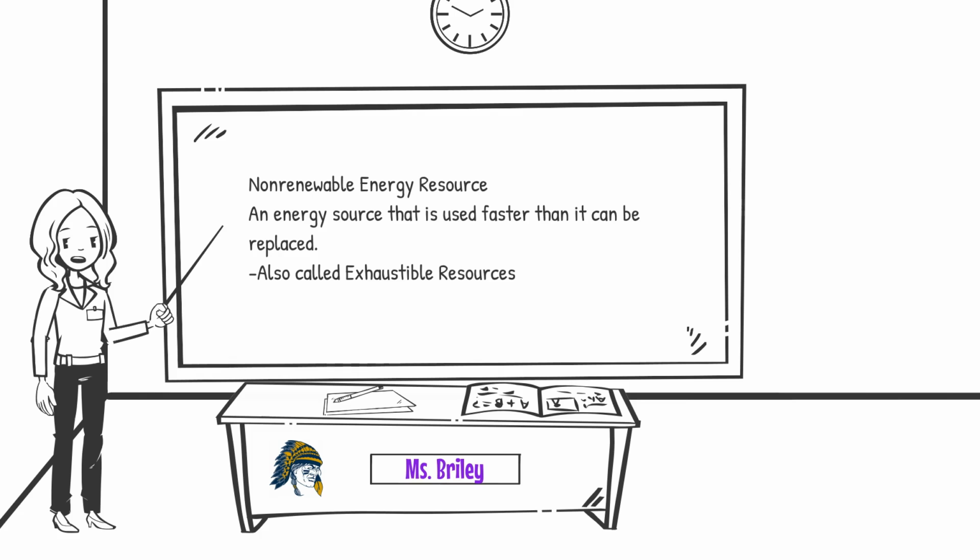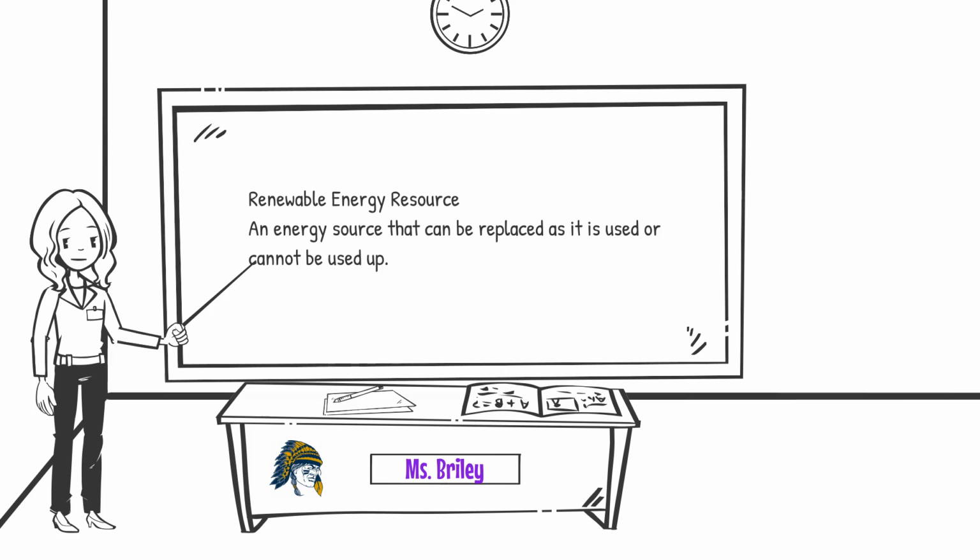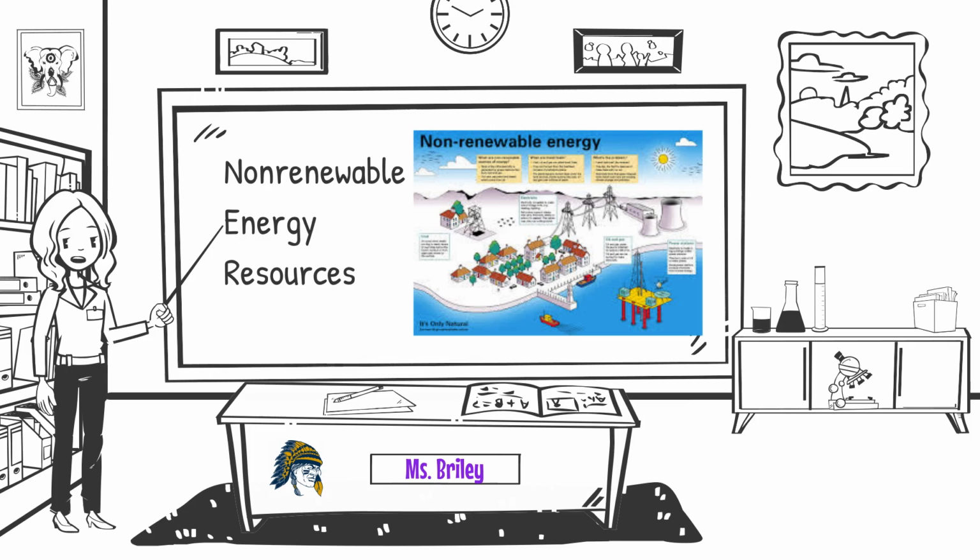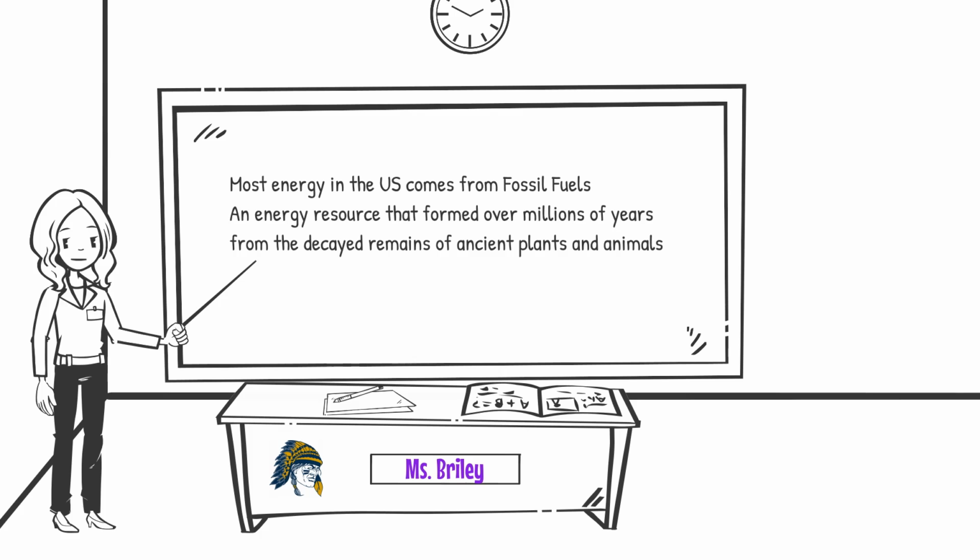Non-renewable energy resource: it is an energy source that is used faster than it can be replaced, also called an exhaustible resource. Renewable energy resource: it's an energy source that can be replaced as it is used or cannot be used up. Non-renewable energy resources. Most energy in the U.S.